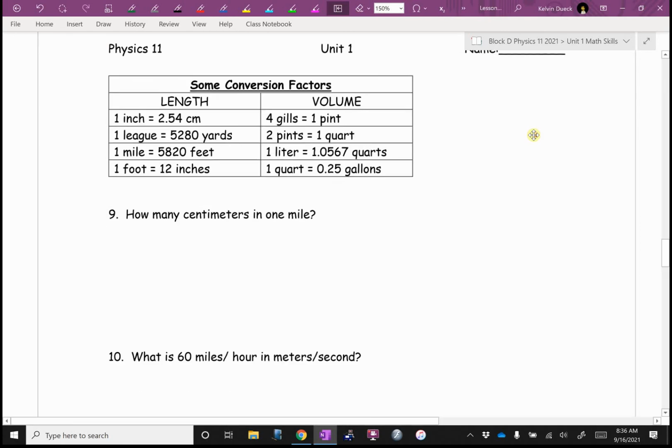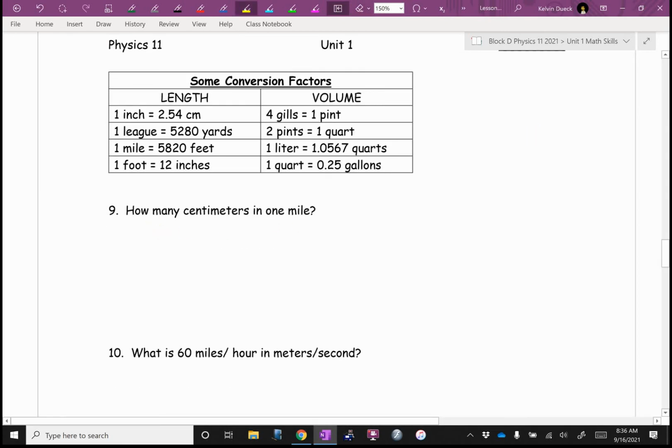So here we go. How many centimeters in 1 mile? Anybody know how many centimeters are in 1 mile? No? Okay, because if you did, you'd be done. What's the first thing that I always do? Who remembers from yesterday? What did they give me? 1 mile. Why can't I use that as my abbreviation for mile? That's meters. That's already taken. So the abbreviation for mile is MI.